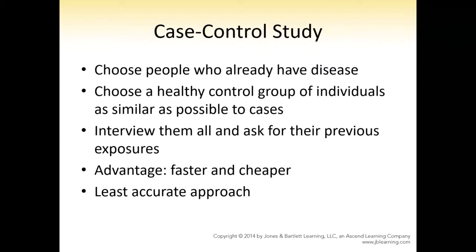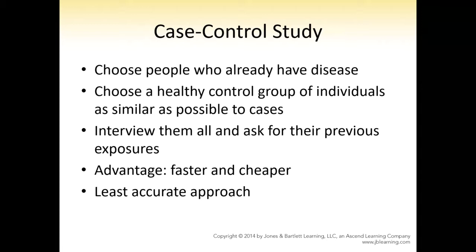A case control study is for people who already have a disease, and what you do is you have two groups: people who already have a disease, and people who do not, a healthy control group of individuals. I try to match them up as close as possible so that you have people who have the same income level, same age group, things like that. And you're going to interview them all and ask for their previous exposures.